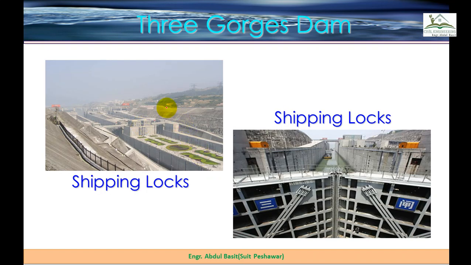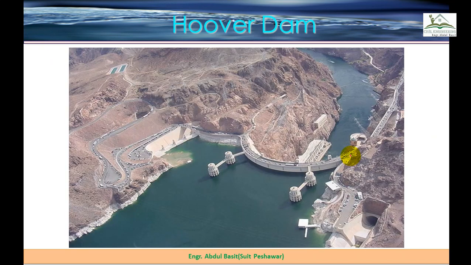This is the shipping lock. I already told you in the detailed view of that picture that these small structures are shipping locks, which are particularly used for the movement of ships across the barrier. These are the gates which can be kept open or closed, and the water flow can be regulated over there. So ships of a particular size can move through these shipping locks. These gates may be kept open or closed for the movement of the ships.